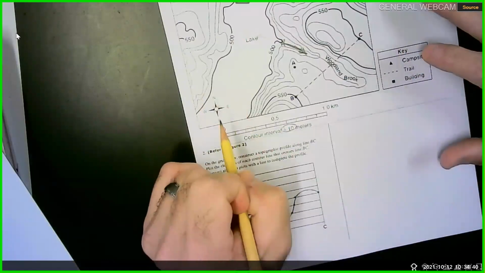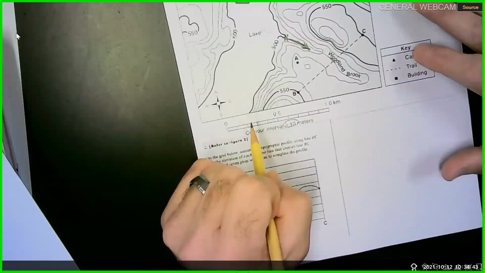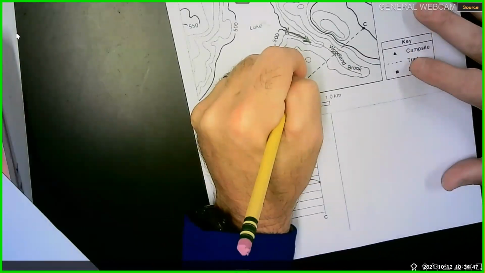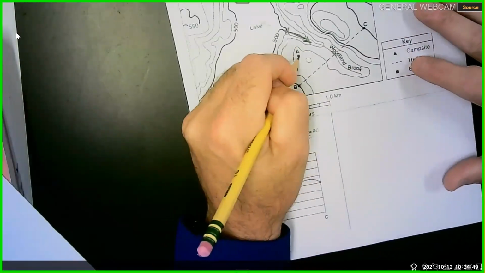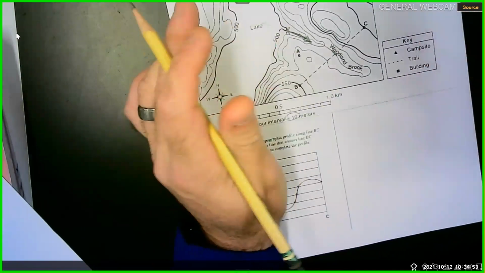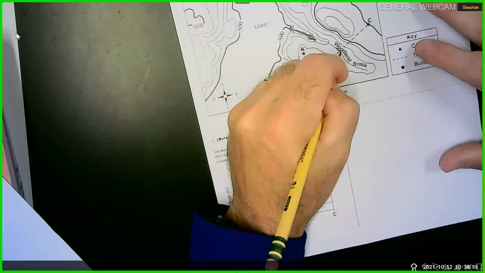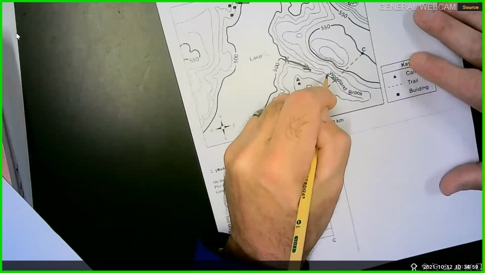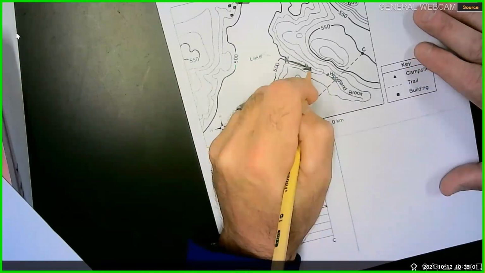So now, what I want to do is I want to take point A, and I want to find out the gradient. Actually, let's do it. I'll make it easier. We're going to do the gradient. I'm going to put a spot here on Woodland Creek. So this is going to be spot D.